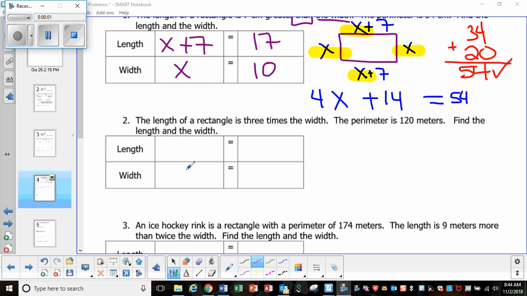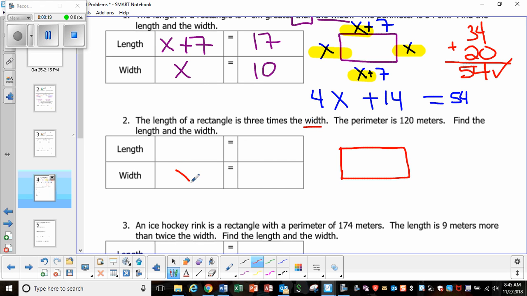2. The length of a rectangle is 3 times the width. The perimeter is 120 meters. Find the length and width. So let's go ahead and draw our rectangle, and then let's translate. The length of a rectangle is 3 times the width.